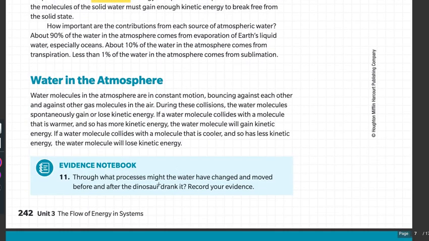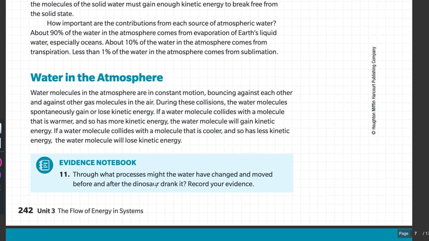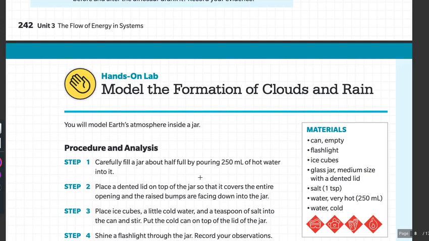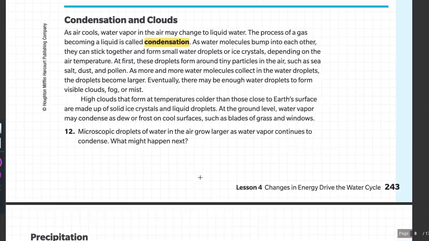Through what process might the water have changed and moved before and after the dinosaur drank it? I kind of talked about this when I talked about the dinosaur. Like it could have peed, it could have frozen, it could have gone to the river, things like this.